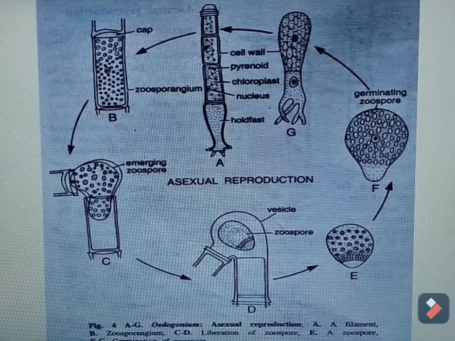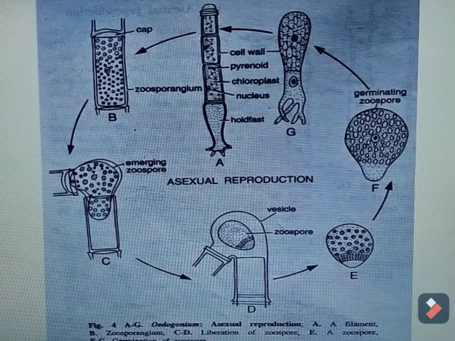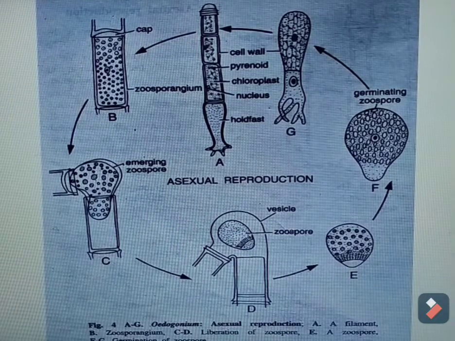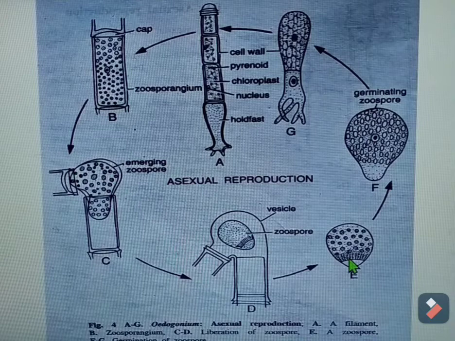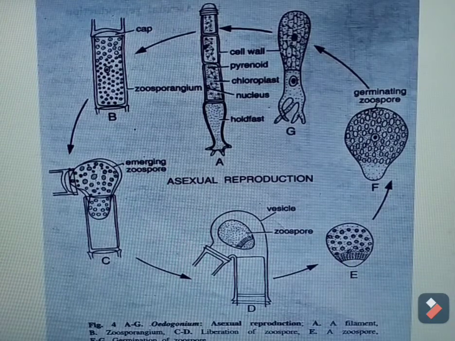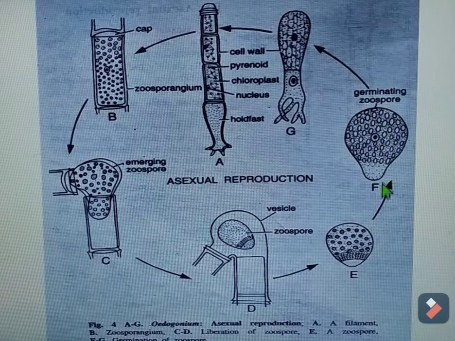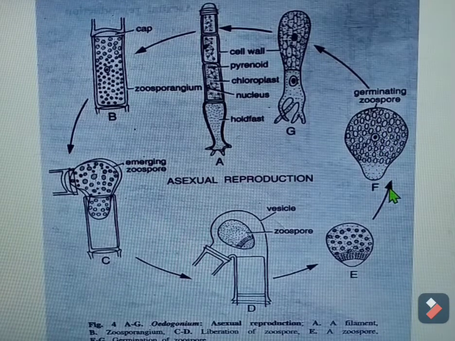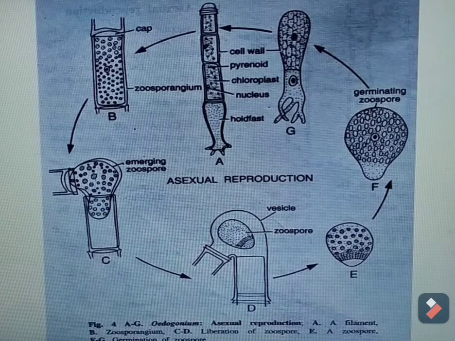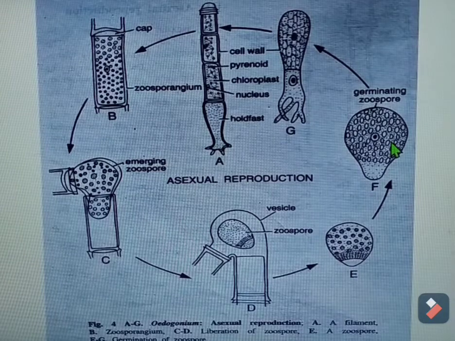It attaches to the substratum with its anterior end downwards, and it will retract its flagella and start to elongate considerably. As you can see here in figure F and figure G, it starts to elongate. So from E, F and G, you can see the difference.